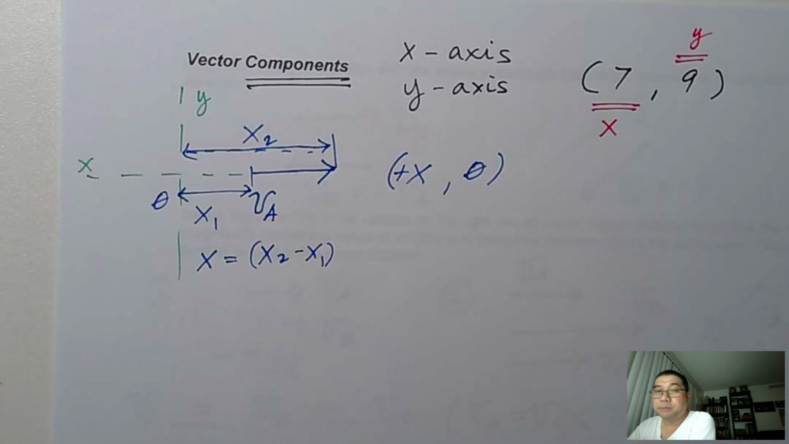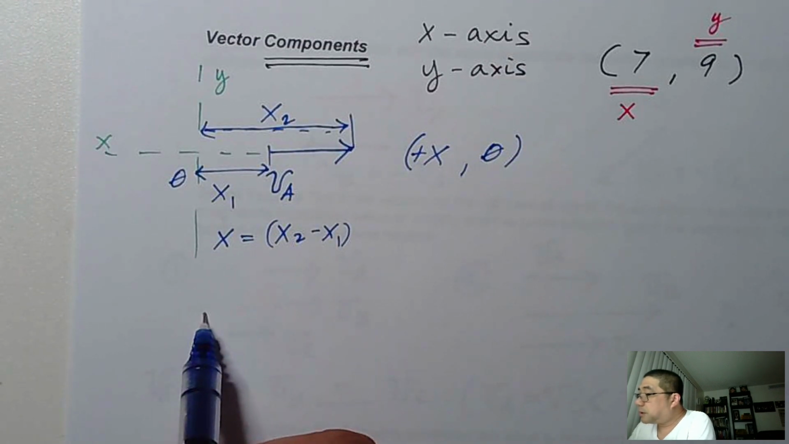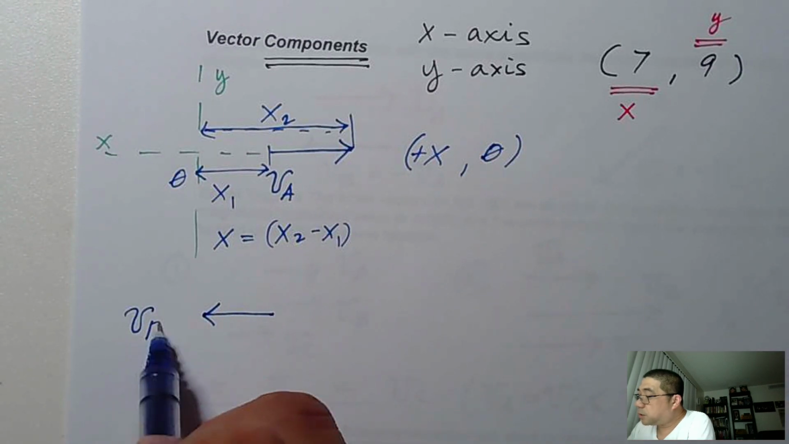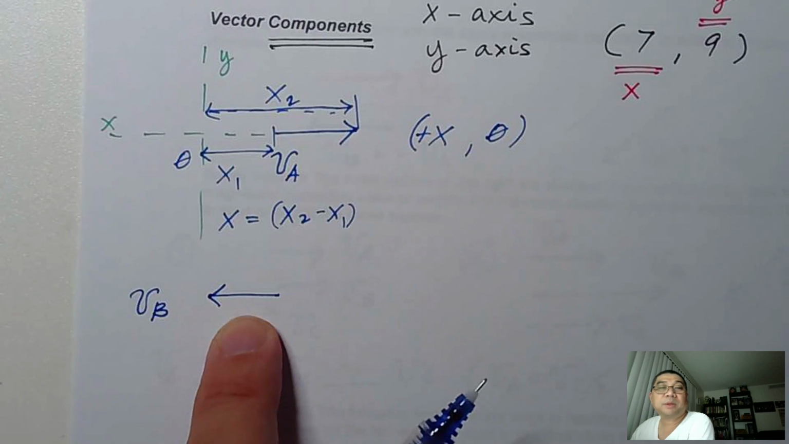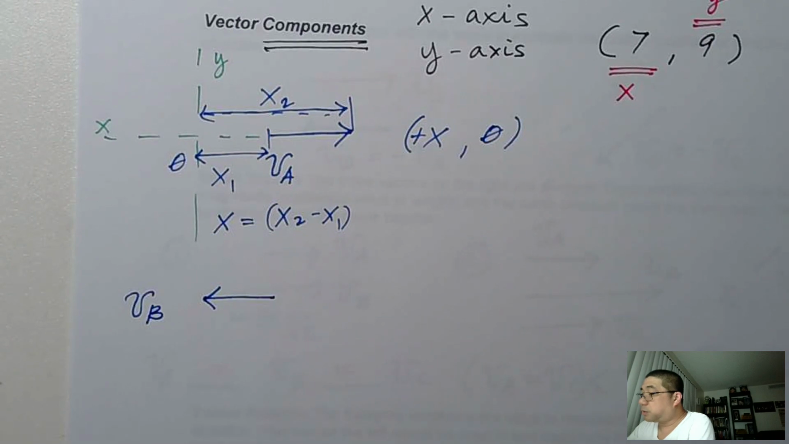Positive direction. Now, what if, let's go to that section of what if. What if the next example, B, is going to the right, and it's along the x-axis. What can we say about the value of your x?